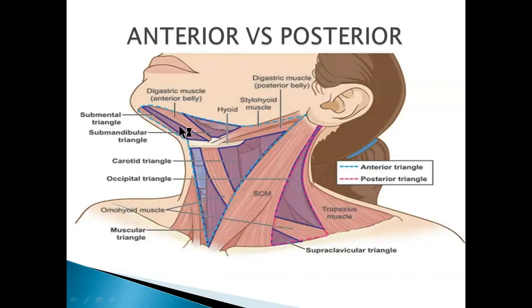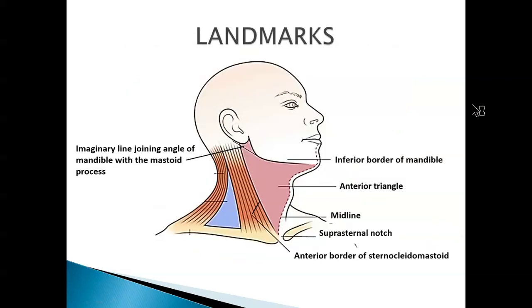So the submental triangle over here, then submandibular, carotid, and muscular. Now let's talk about it in detail. Landmarks, as I already mentioned: here we have the SCM, sternocleidomastoid muscle, with two heads. One is your clavicular head and one is your sternal head, going upwards vertically and getting inserted into your mastoid process.